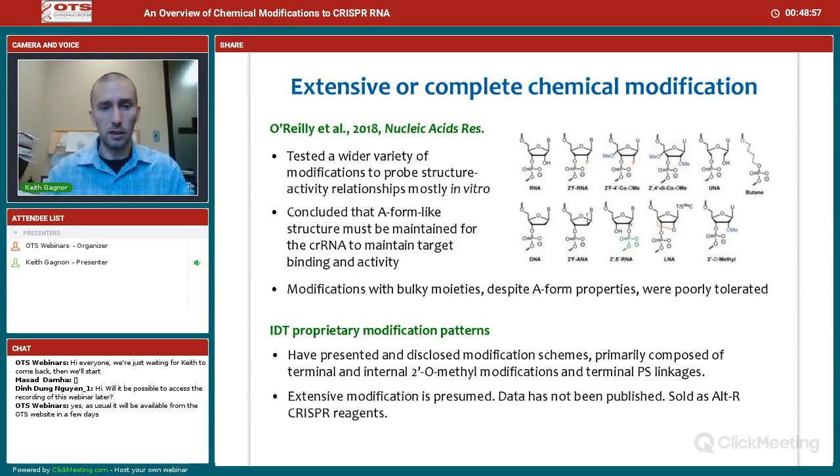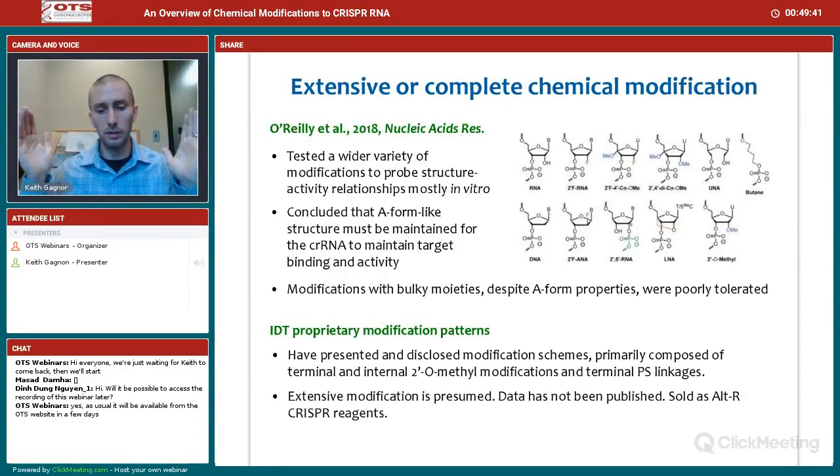One of the take-homes was that you needed to maintain A-form-like structure in the CRISPR RNA, both in the guide region where it's going to be pairing to the DNA target, but also in the tracer pairing region where it's going to be base pairing with the tracer RNA. This was a dual guide RNA study, and mostly in vitro. We did some editing at the end with a select few oligos. We also found that bulky modifications weren't really well tolerated, maybe in certain positions. But the take home was A-form helical structure was important. And in fact, in vitro, I think it's now commonly accepted, you don't need any RNA bases in the CRISPR RNA to get fantastic cleavage activity.